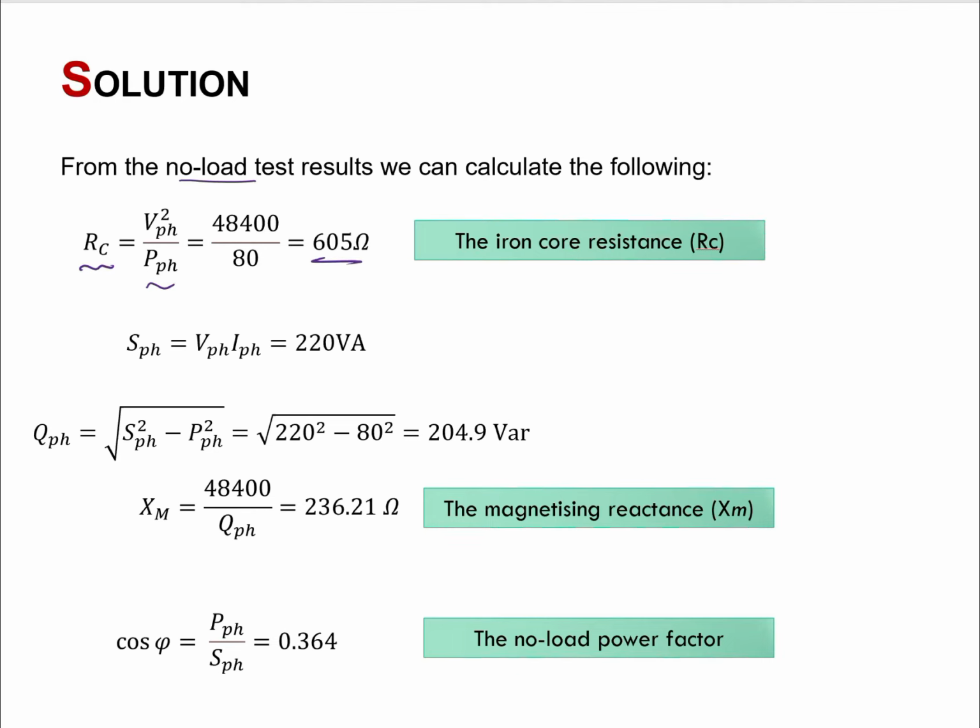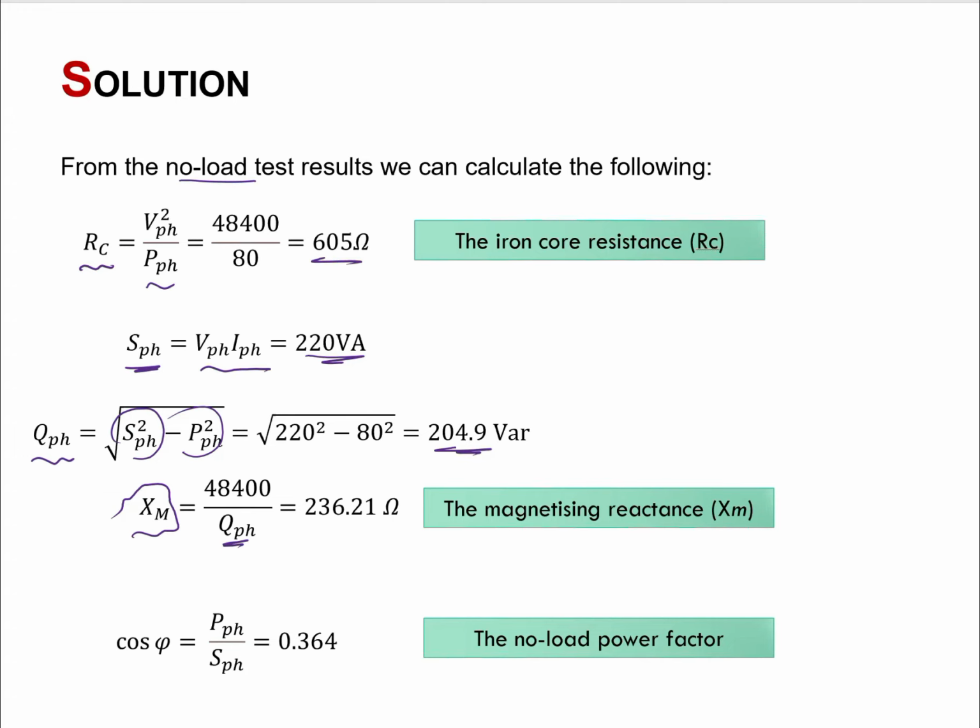Next, in order to calculate the magnetizing reactance, we need the reactive power. First we need to calculate the apparent power, using the per phase voltage and per phase current. We get this value in volt-amperes, and then we can get the reactive power using this formula that you have seen before. We plug in the values of the apparent and the real power, and we get the value of the reactive power.